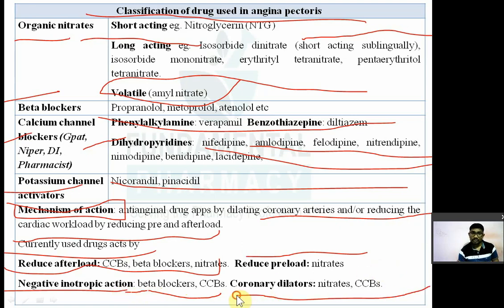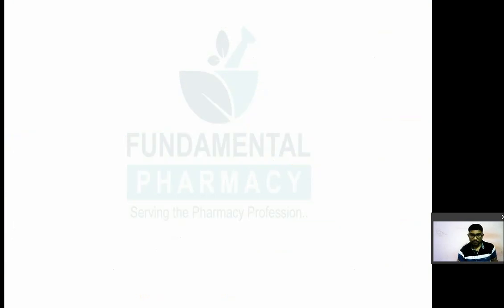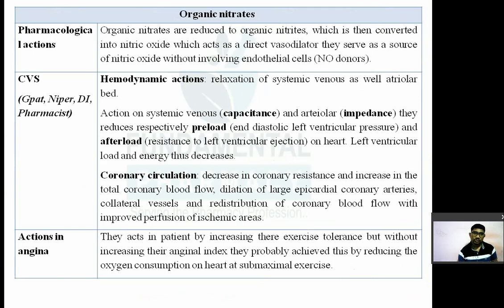Coronary dilators, for example, calcium channel blockers and nitrates. These anti-anginal drugs act this way. So they reduce the preload, they decrease the afterload, they act as negative inotropic on the heart, and they are coronary vasodilators. Now we'll see the individual drugs. First is the organic nitrates. What are the pharmacological actions?